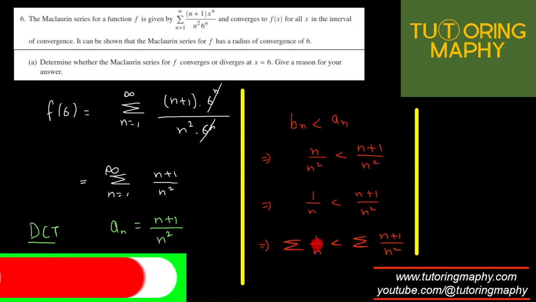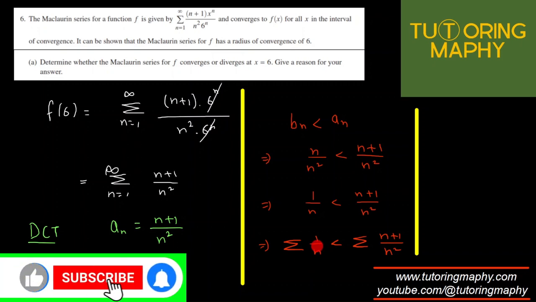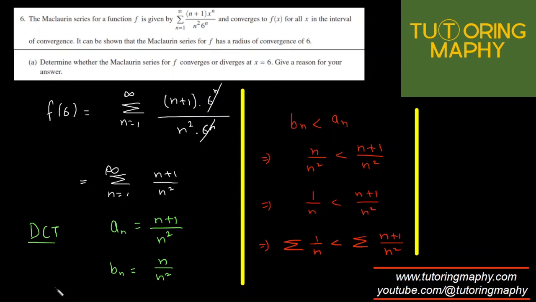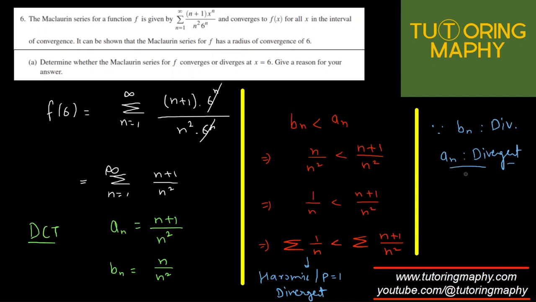Either you can say that this is a harmonic series and harmonic series are always divergent in nature, or you can say that this is a p-series with p equal to 1, and that is also divergent in nature. Either way, this is divergent, and since bn is divergent, it concludes that an must be divergent because of the direct comparison test. So this is what we have as the answer to part A.